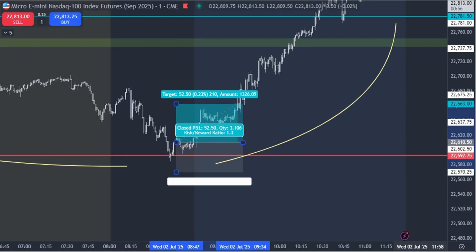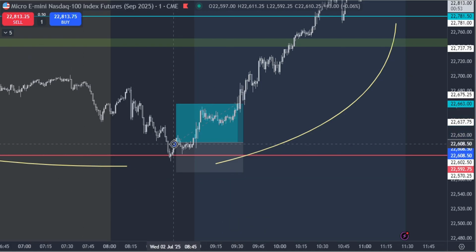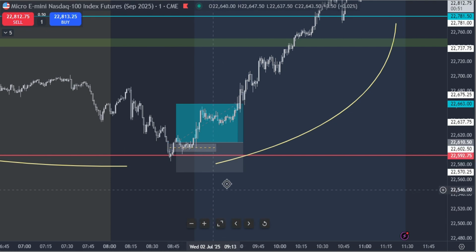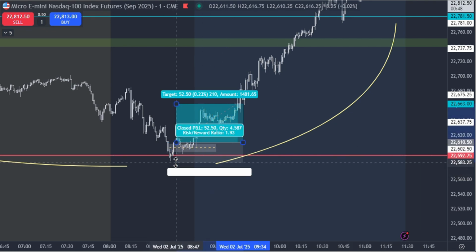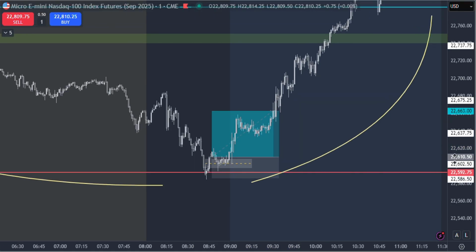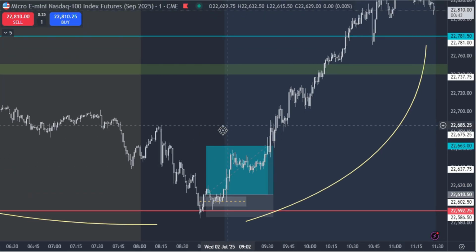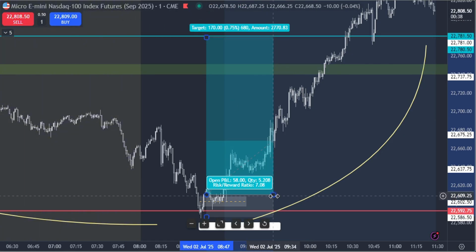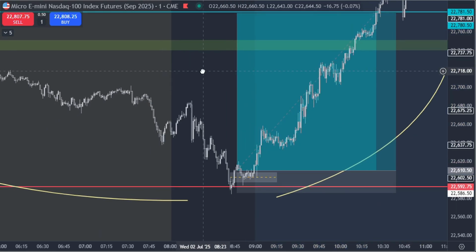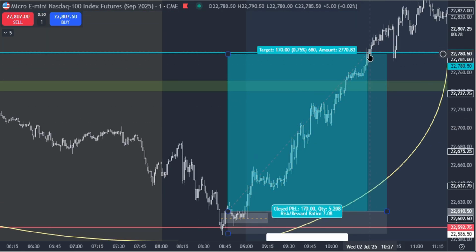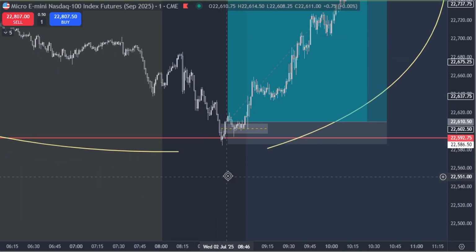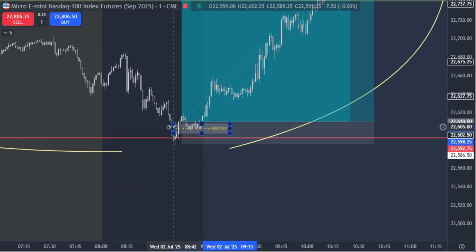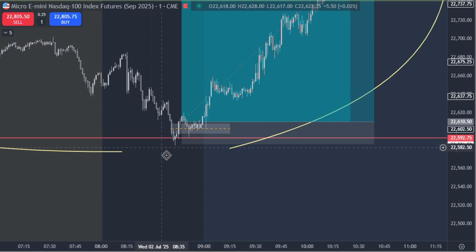This is an inverse fair value gap right here. Inverse fair value gap, right? Your stop loss is at the low of that, and you can target the previous high. Now you don't have to hold it the whole way. You can take partials at this high and then leave a runner all the way up there. But yeah, once things start getting disrespected, you know the order flow changed.